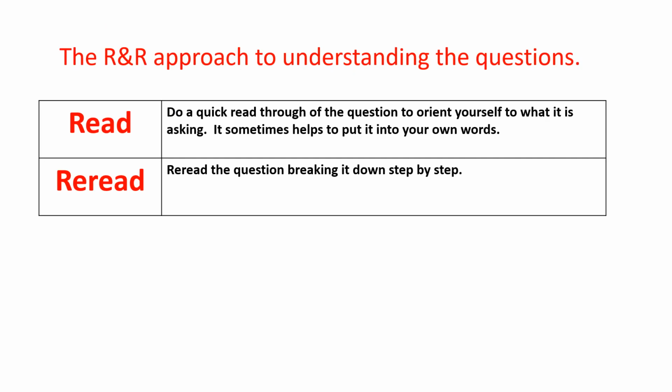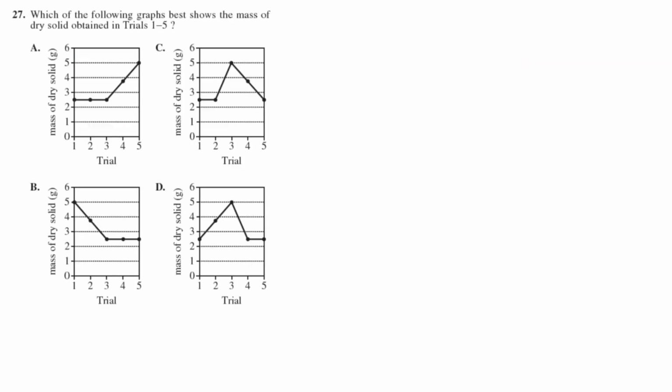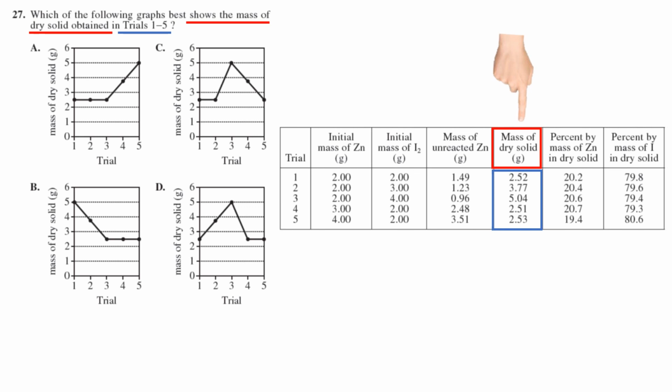Read and reread approach to the questions. Remember, you read the question and you reread it, breaking it down step by step. That's what we're going to do together. Number 27, which of the following graphs best shows the mass of dry solid obtained in trials 1 to 5? So mass of dry solid, we're using all the trials. So let's just break it down and look at one at a time.